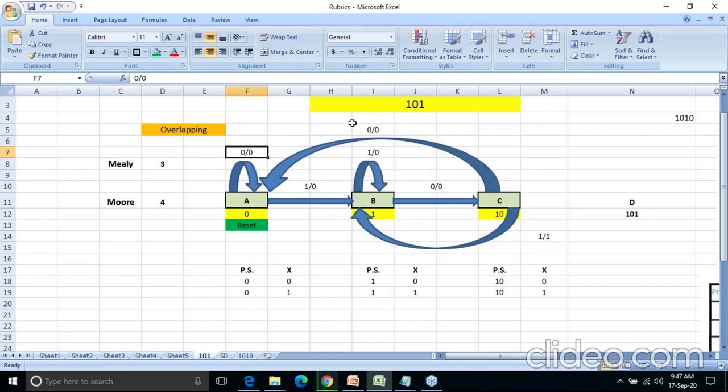So now suppose I have started, and at the start my circuit is in the reset state. Every time it will be happening like this only. The circuit will always be in the reset state at the starting. So it is the reset state, which is named A. And what does that mean? 0 is detected over there.